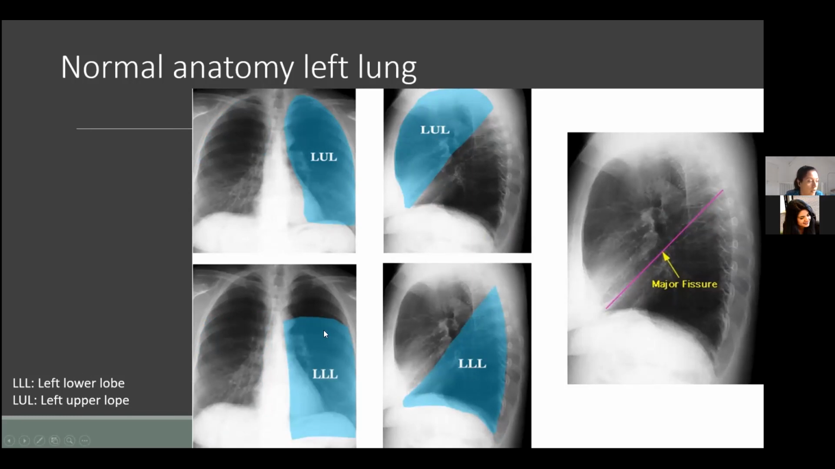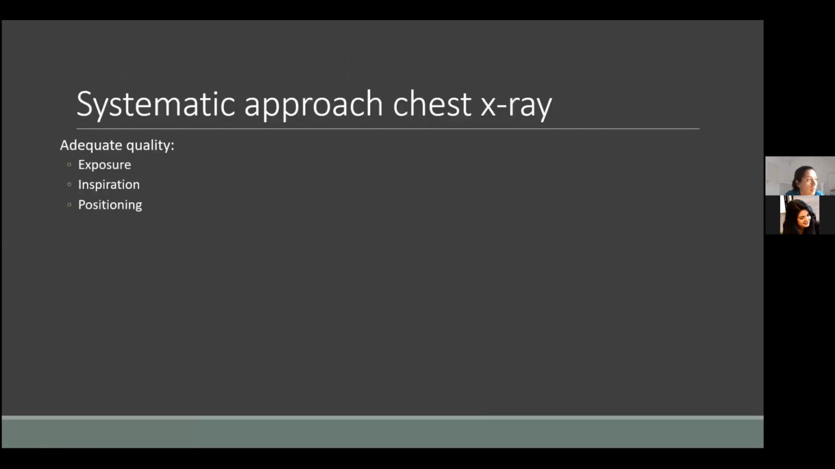And on the left side, you will have some overlap on the frontal view of the left upper lobe and the left lower lobe. So if you have consolidations in this area, you have to look at the lateral view as well to see whether the pathology is in the upper lobe or the lower lobe. So that's briefly about the anatomy of the chest X-ray.